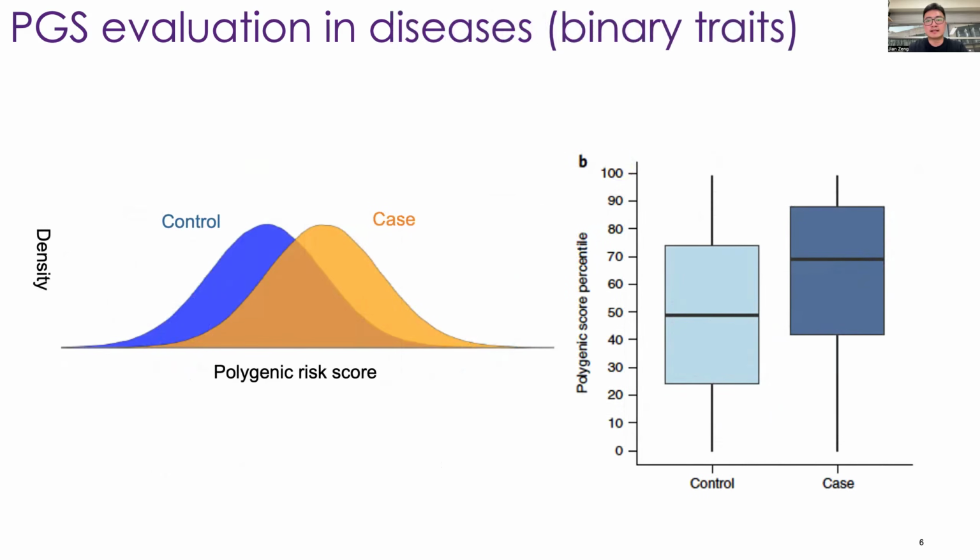For diseases and other binary traits, evaluation becomes more complicated. The phenotype is no longer continuous, so the linear model R-square does not behave the same way. While we usually find that cases generally have a higher PRS than controls on average, the distributions can overlap substantially. So we need different statistics to quantify the prediction performance.